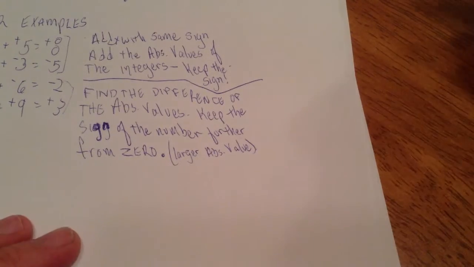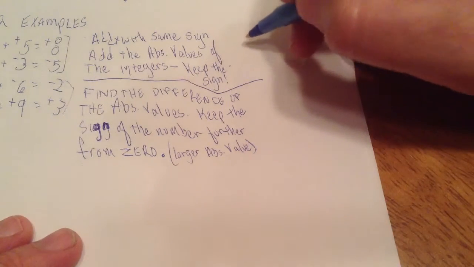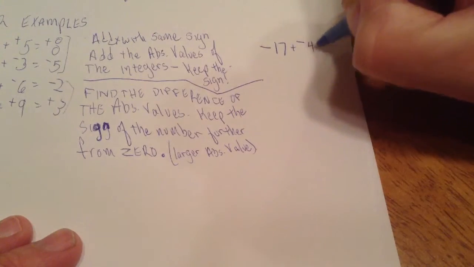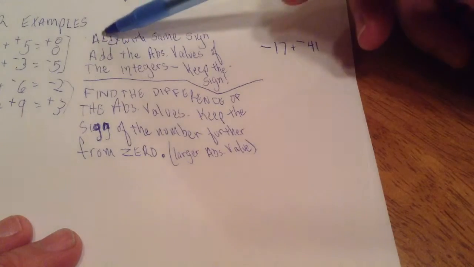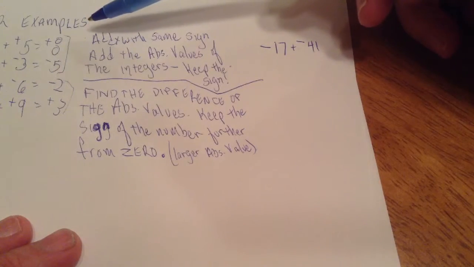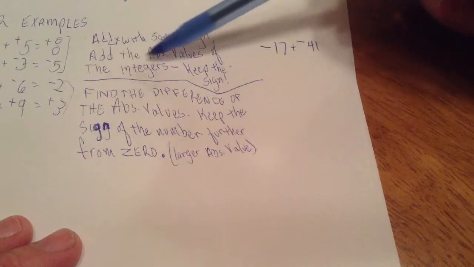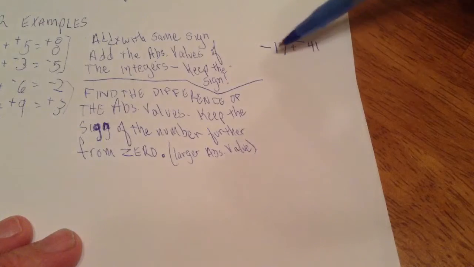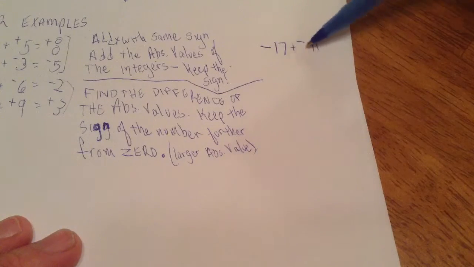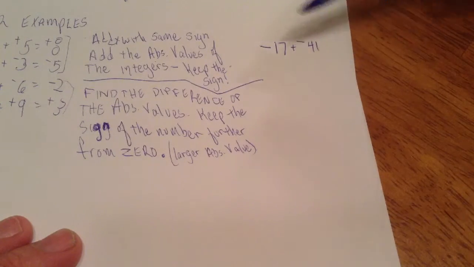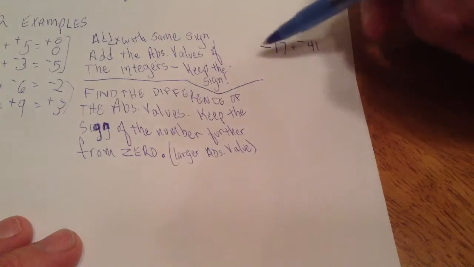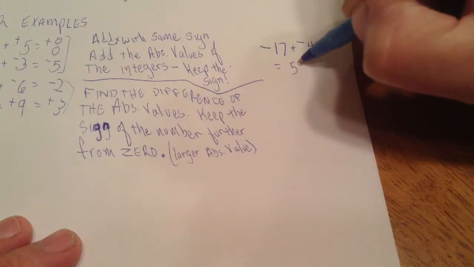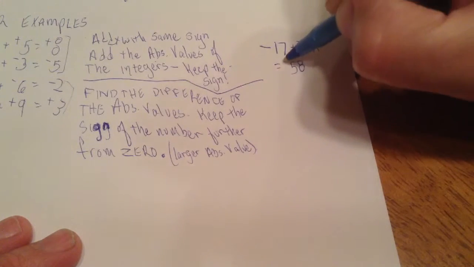So 2 additional examples using our new rules. Negative 17 plus a negative 41. Well, we're going to add the absolute values of the integers, and we're going to keep the sign the same. So the absolute value of negative 17 is 17. The absolute value of negative 41 is 41. So I add their absolute values, 17 plus 41, and I get 58. And I'm going to keep it negative.